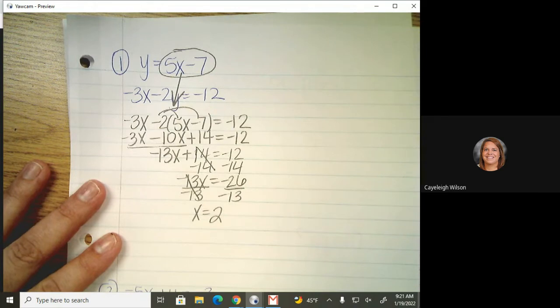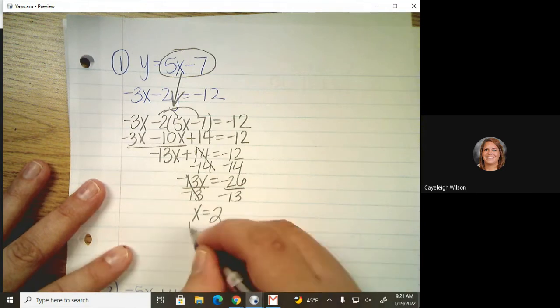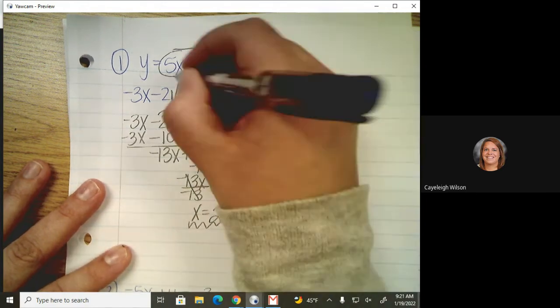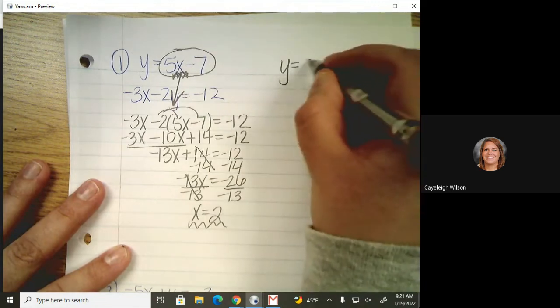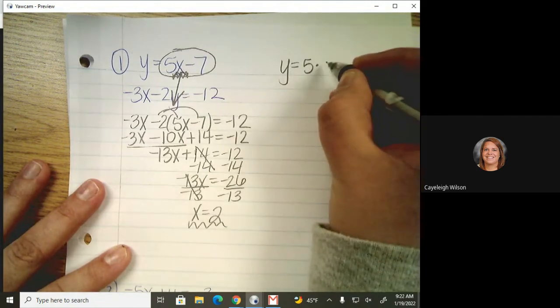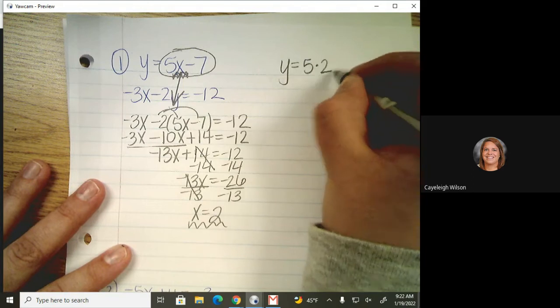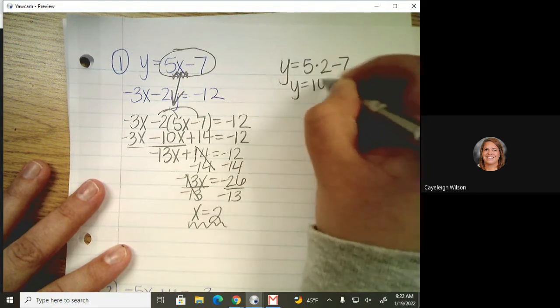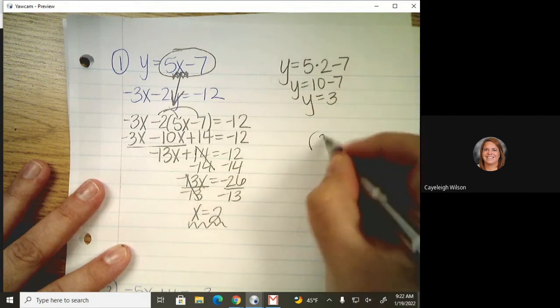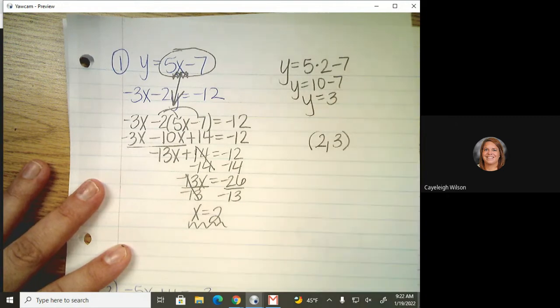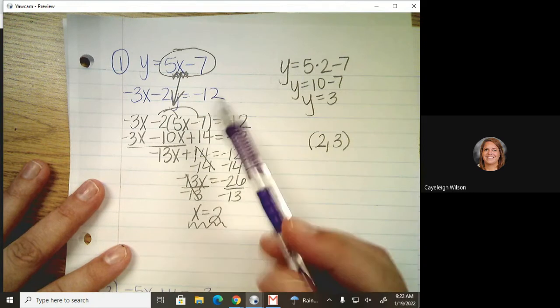And then after you get x equals 2, you have two variables, so you're going to plug it in to find the other one. So I'm going to take x equals 2, and I'm plugging it in for this x right there. So y equals 5 times x, but x is what? 2 minus 7. So that's 10 minus 7, which is 3. So 2 comma 3. And you can check it.